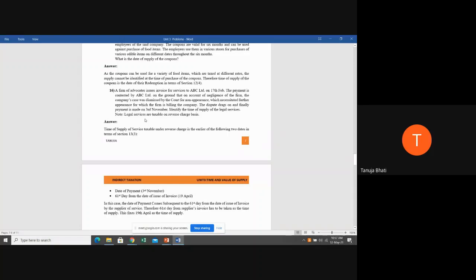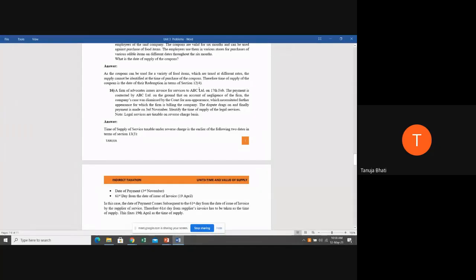So very simple, students. Again, it is reverse charge. It is for services. If it is services, time of supply, which provision, which section number? Section number 13. If it is for reverse charge, then section 13 subsection 3. So as per time of supply of services under reverse charge, what is the provision? We have to check the earlier of two dates. That is the date of payment or the date immediately following 60 days from the date of issue of invoice, which is the 61st day.